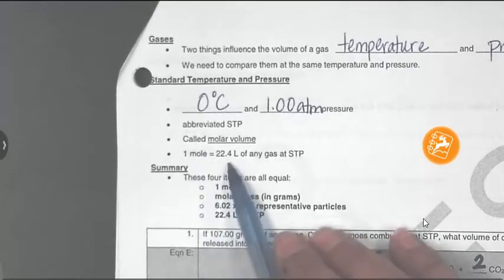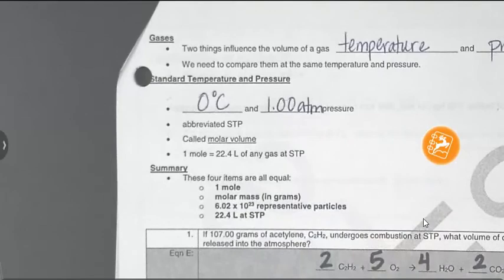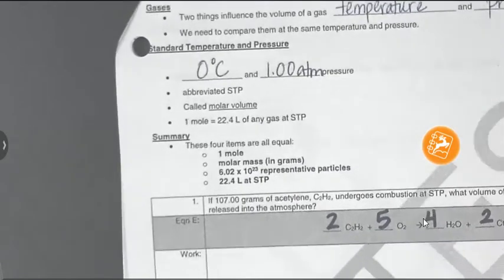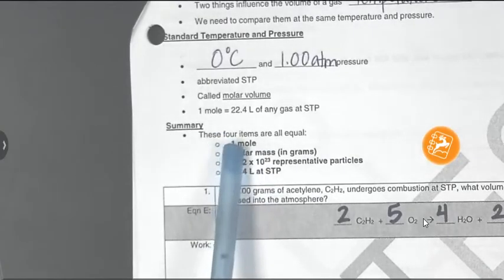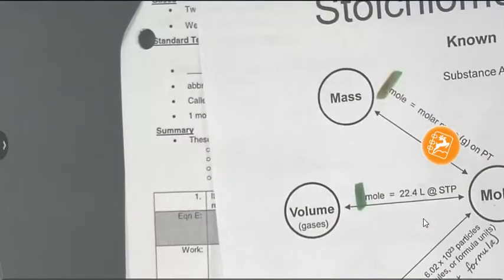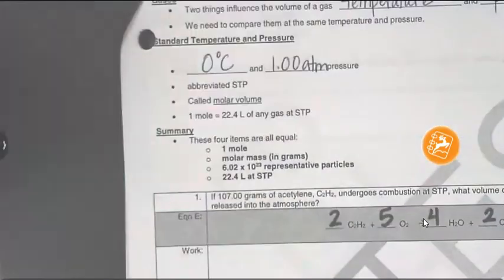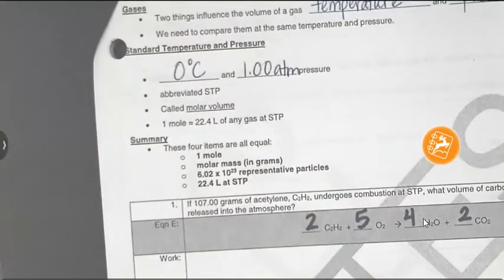1 mole is equal to 22.4 liters of any gas at STP. So I could have helium, I could have nitrogen, I could have oxygen. It's always 22.4 liters if it's at 0 degrees Celsius and 1 atm. So now I know that these 4 things are equal: the mole, molar mass, molar volume, and particles. And I am able now to use all those tools for stoichiometry.